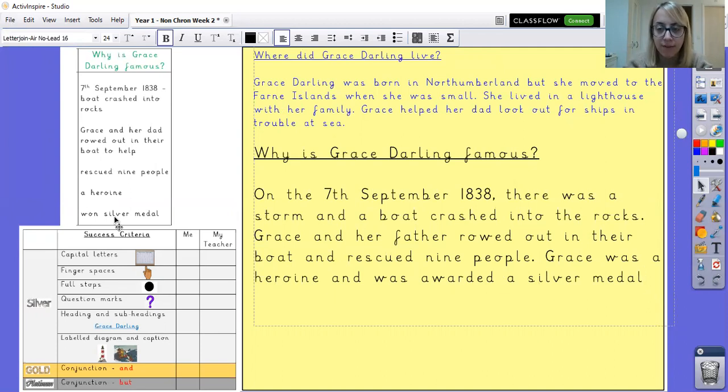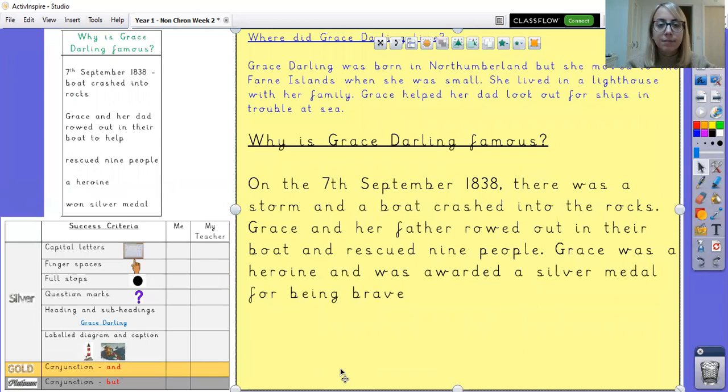She was brave. Okay, so Grace was a heroine and was awarded a silver medal for being brave. I think that makes sense. Oh, Miss Norman's very good at typing the letters today. Okay, I think I finished, so let's have a read.